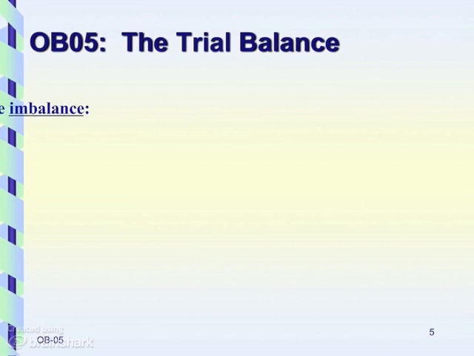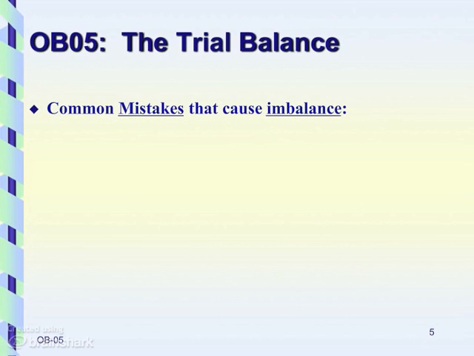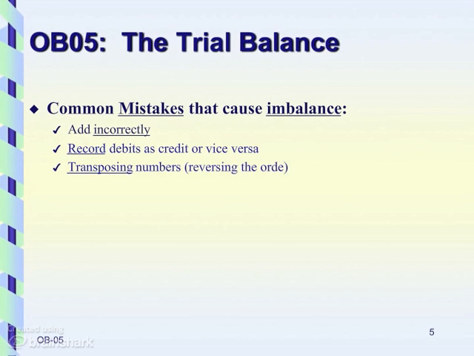So what are some common mistakes that we see on the trial balance? Some common mistakes that can cause an imbalance between the debits and the credits are if you add up the columns incorrectly, if you record debits as credits or vice versa, and if you transpose numbers, meaning you reverse the order of the numbers.